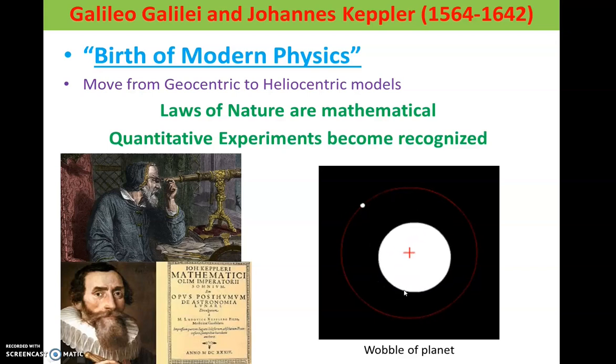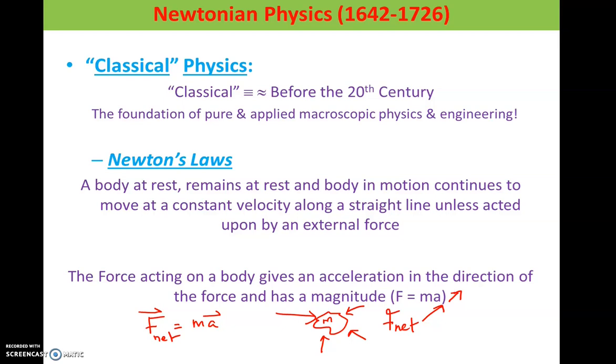Essentially, the ideology that shifted was that laws of nature are mathematical, and that is what we truly believe in now. The solid foundation on which modern physics is based is that quantitative experiments need to be done in order to establish and confirm these laws in nature. Some of the proponents of this modern ideology were Johannes Kepler and Galileo, who is considered the father of modern physics, and they came up with mathematical laws describing how planets and celestial objects are moving. And then Newtonian physics came in around the early 1700s.